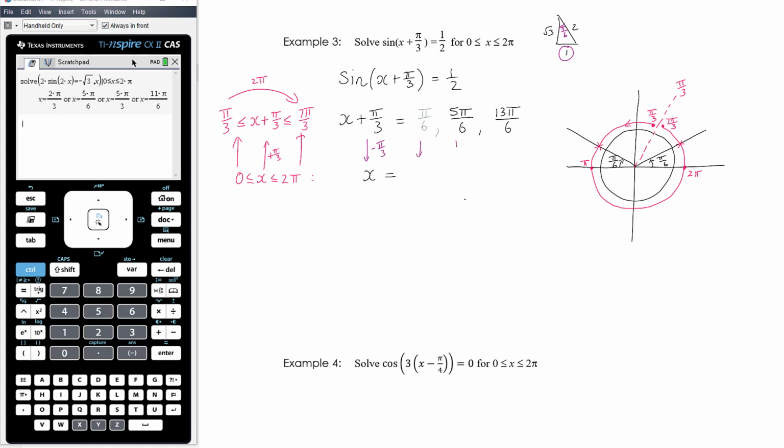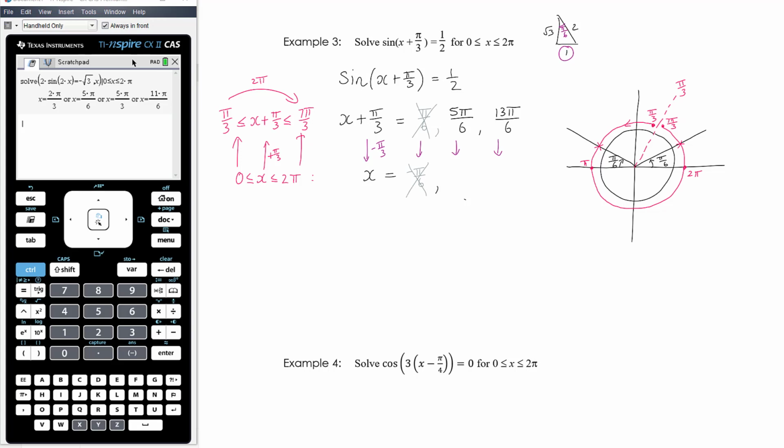So we need to do that to everything. Okay, so we're subtracting pi on 3 from all our solutions. Thinking about the fact that pi on 3 is 2 pi on 6, a common denominator so we can subtract fractions, pi on 6 minus 2 pi on 6 would be negative pi on 6, which isn't in the domain, which is why we don't need that solution.